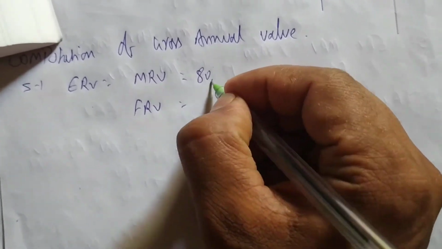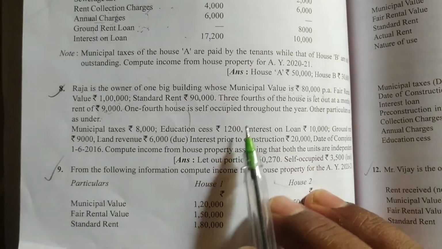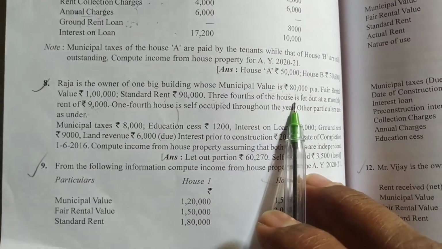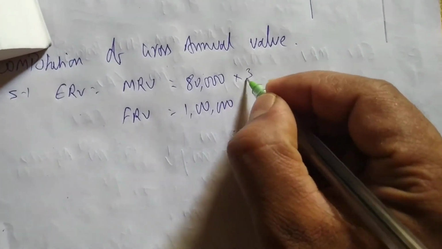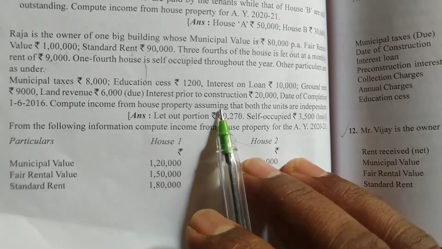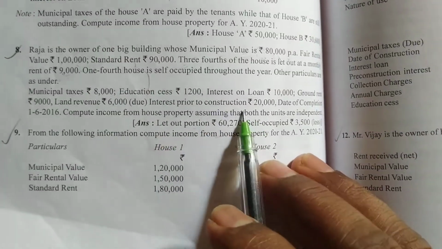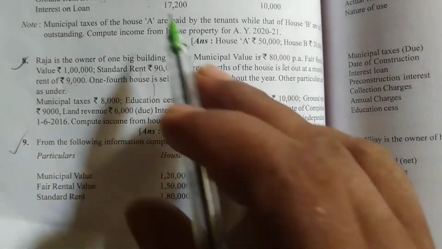So MRV is 80,000, FRV is 1 lakh. Okay, but this 80,000 and 1 lakh is for the entire building, but he is saying that 3/4 is let out. Okay, 3/4 means what we have to do, take into 3/4. Why are we taking this? Because he is saying compute the income from house property, I am assuming both units are independent, both are separate.